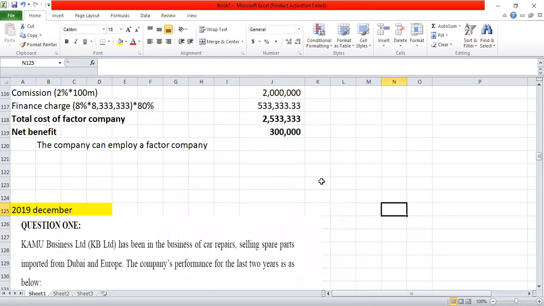So the key ratio, if you look at overtrading, the first key ratio to use in evaluating overtrading is the current ratio. Check the current ratio of the company. That's the first one you can look at. Look at the current ratio. Look at the quick ratio.